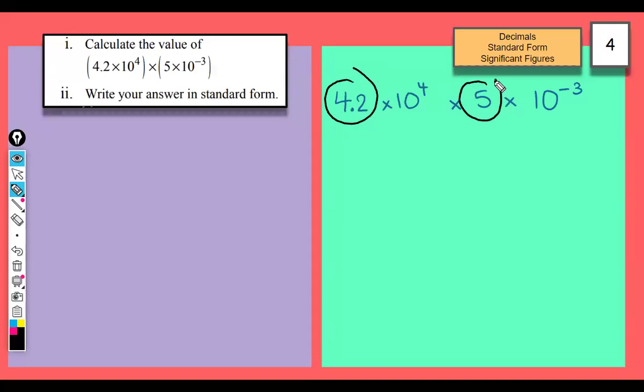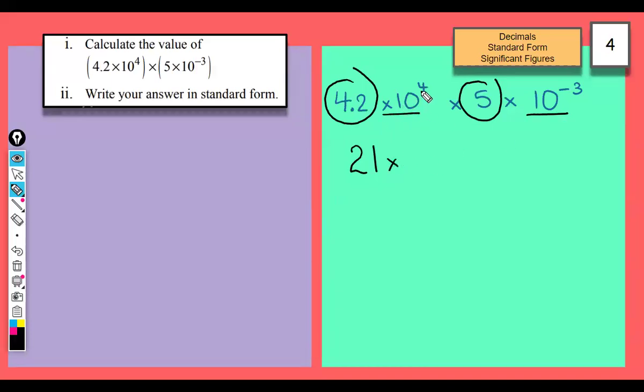How much is 4.2 multiplied by 5? You're not supposed to use a calculator. I know you're going to cheat and use a calculator, but let me pretend. 4.2 by 5. I get 21. Right, so I get 21 here. And now I'm going to multiply these two.